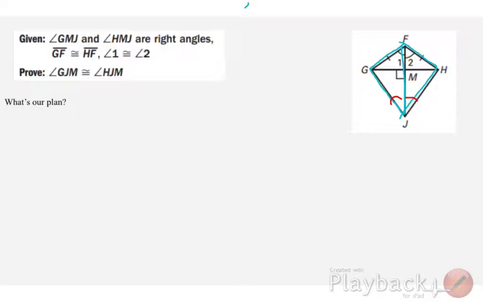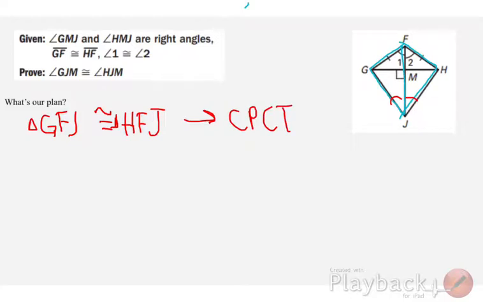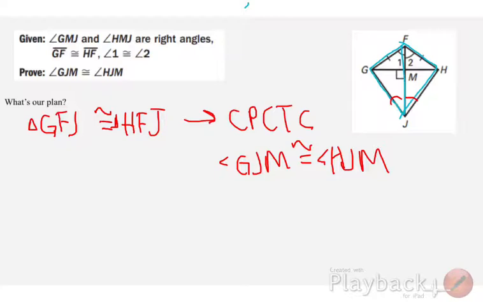All right, so our plan is to show that triangle GFJ is congruent to triangle HFJ, okay? And then we're gonna call CPCTC, and we're gonna say that angle GJM is congruent to angle HJM. That's our plan, all right? But in order to do that, we do need to finish some other details of the plan.